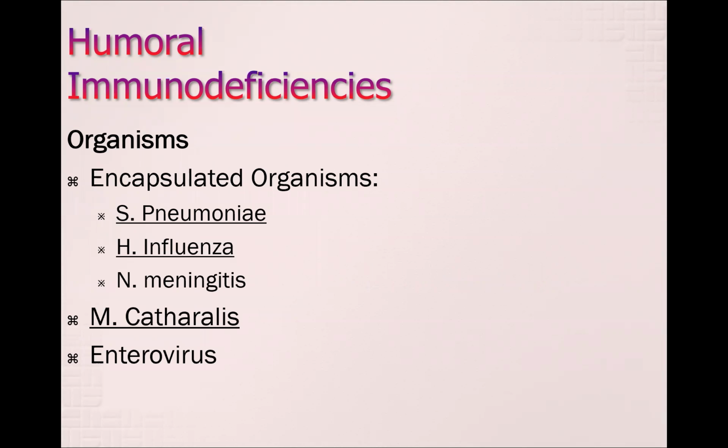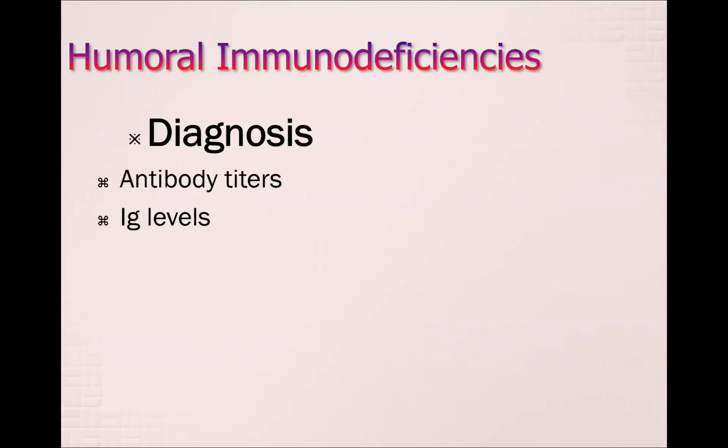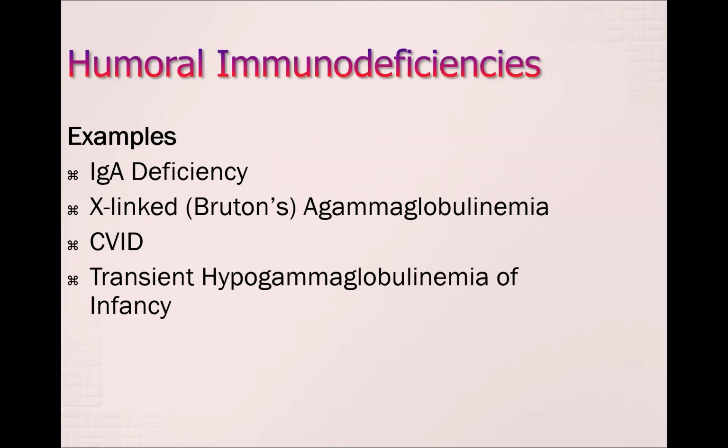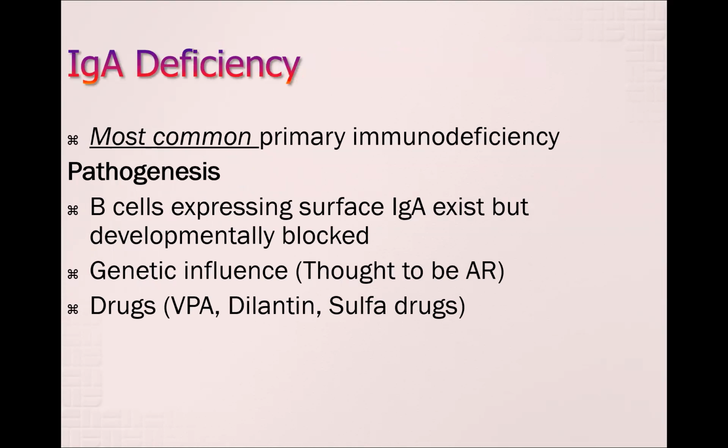In particular, there's one disease process where recurrent enteroviral infections and enteroviral meningitis may kind of be a tip-off to an underlying primary immunodeficiency. So if you have a suspicion for a humoral immunodeficiency, definitive diagnosis is typically done by antibody titers and immunoglobulin levels. And that's the way you're going to go about trying to figure out if they have a humoral immunodeficiency. Different types that we'll talk about are IgA deficiency, X-linked or Bruton's agammaglobulinemia, common variable immunodeficiency, and transient hypogammaglobulinemia of infancy.